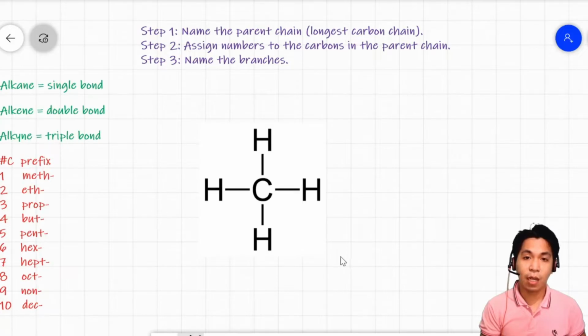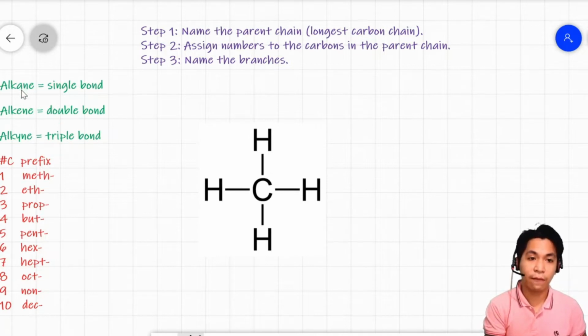If it's an alkane, you will use the suffix ane. For double bonds, if it's an alkene, use the suffix ene. And if the compound is a triple bonded compound or alkyne, you will use the suffix yne. The second thing that you should remember is to identify how many carbons are there, because the number of carbons identifies the prefixes. So here is the list of prefixes.